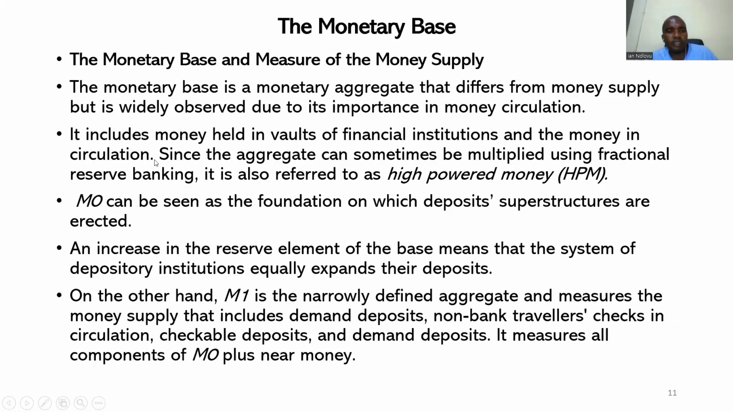So when we are looking at the monetary base, the monetary base is not just money supply, like money which is circulating in an economy, but it includes money which is kept in financial institutions, in vaults, and the money in circulation. So we add the money which is not circulating and the money in circulation. It gives us the monetary base. In other words, it's money supply plus money which is kept at the financial institutions. And this constitutes high-powered money.